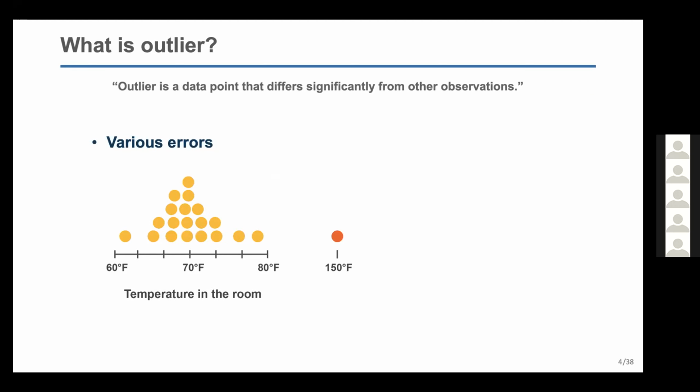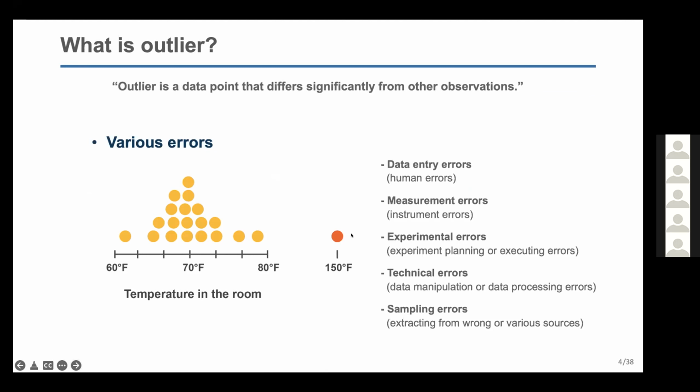If we imagine measuring the temperature in a room, and one data point is way higher than the other data, we could think this is just an error, not real data. This could be caused by human error, instrument error, or data processing error, and there are many more kinds of errors. In this case, we'd better remove this outlier point, because if we measure the average temperature in the room, it will distort the real data set. So if the outlier is an error, we'd better remove it.